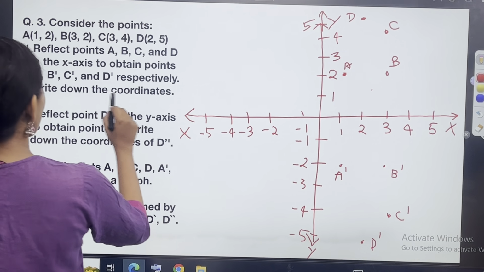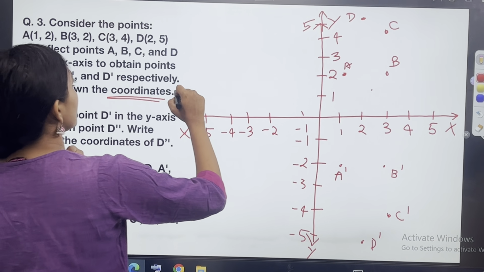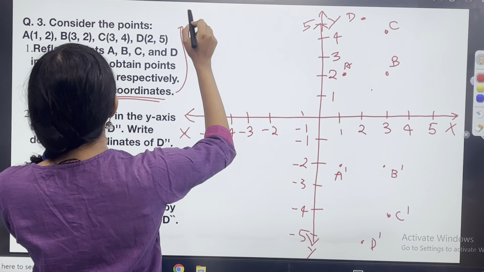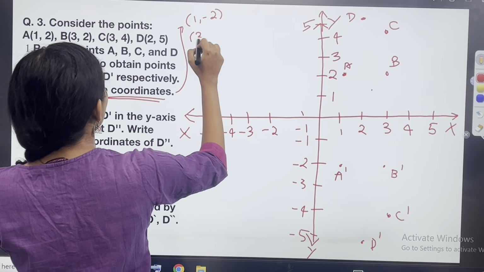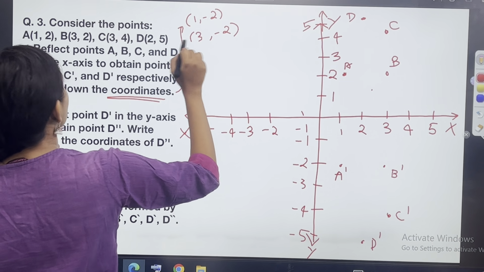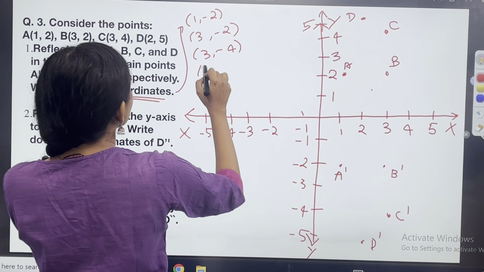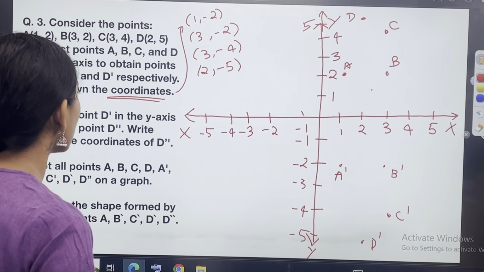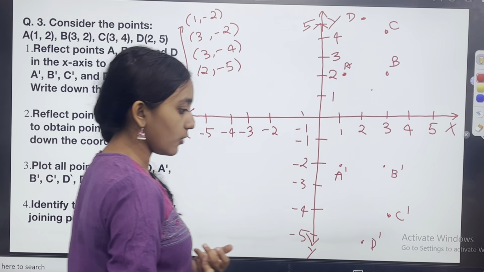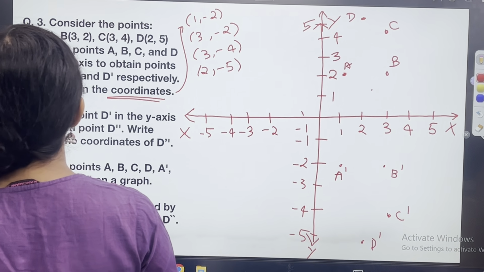Okay, write down the coordinates. I hope you have written it down. Should I write it here? Okay, so you have 1 comma minus 2, 3 comma minus 2, 3 comma minus 4, 2 comma minus 5. Okay, those are the coordinates, because along the x-axis you're trying to change the y coordinates, right? Because the reflection is along the x-axis.